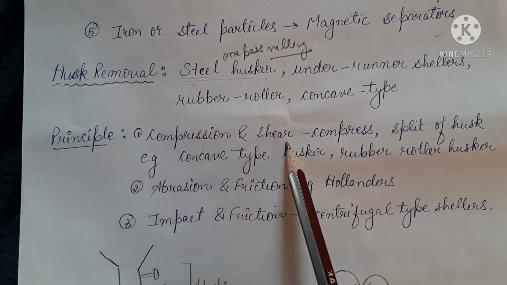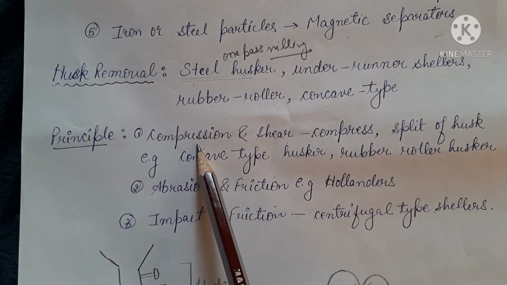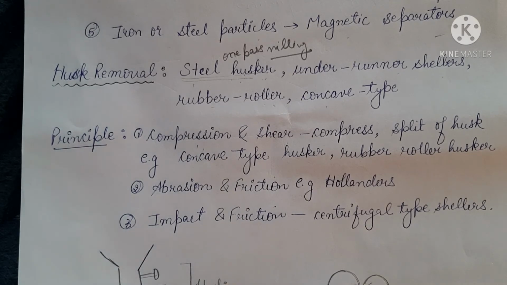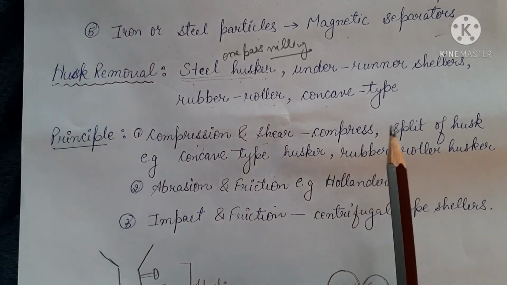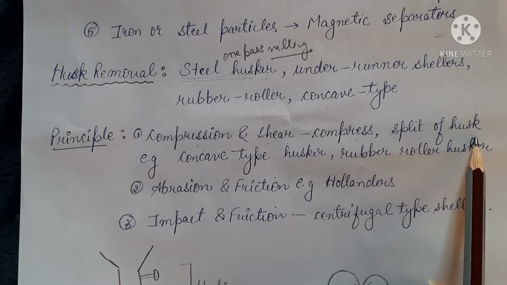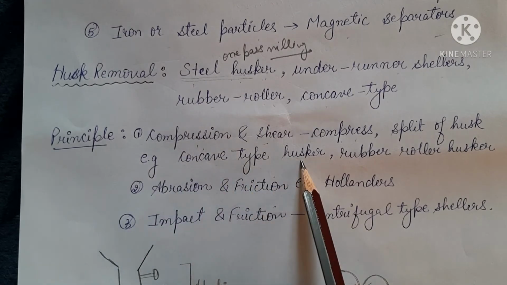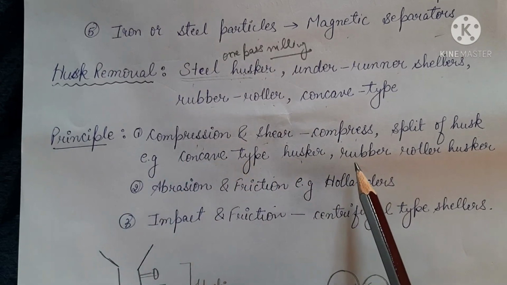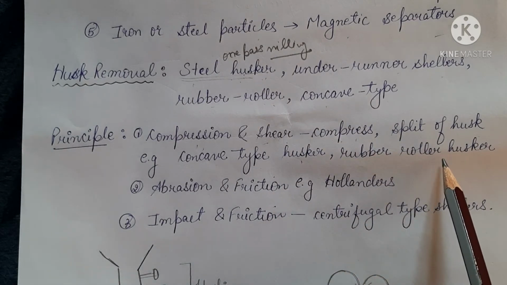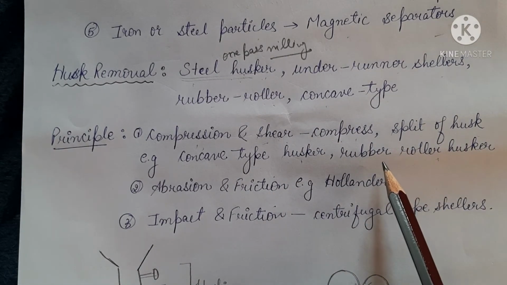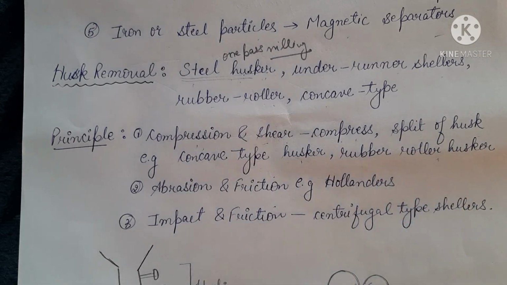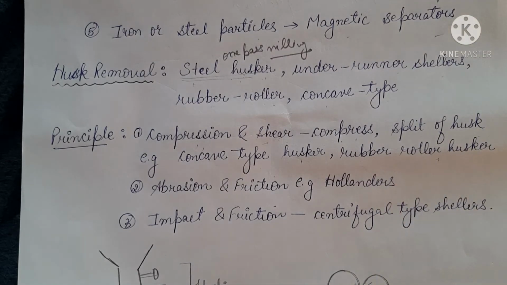First one is compression and shear. Compression, as the name suggests, is pressing something against a wall or something like that. And shear means rubbing your rice kernel between two surfaces, right? So it compresses and the husk gets split off. An example is concave type huskers for compression type, and rubber roller husker for shear huskers. Rubber roller husker means there are two rubbers through which the kernels pass and the husk is removed.